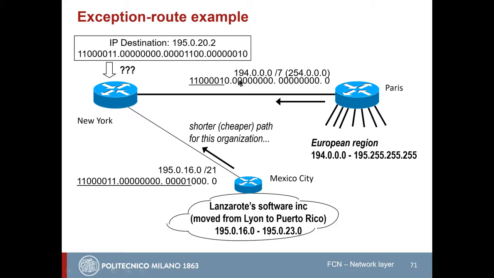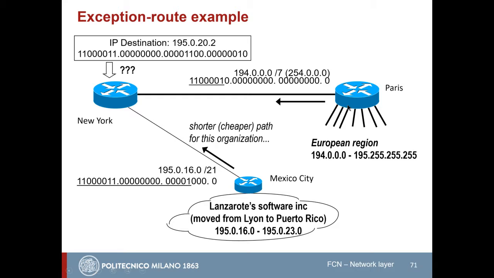The block 194.0.0.0/7 is a very large block, which is usually assigned to the local authorities in Europe, which then distribute this block to the companies, the European companies.